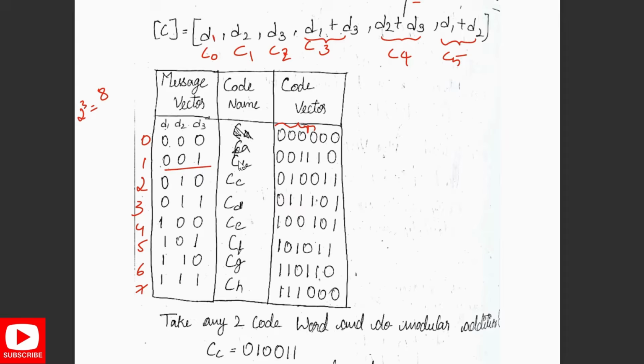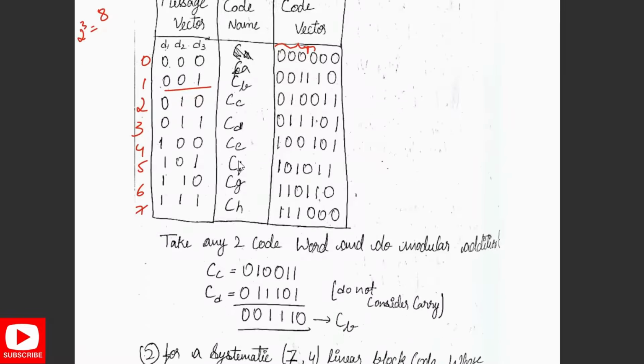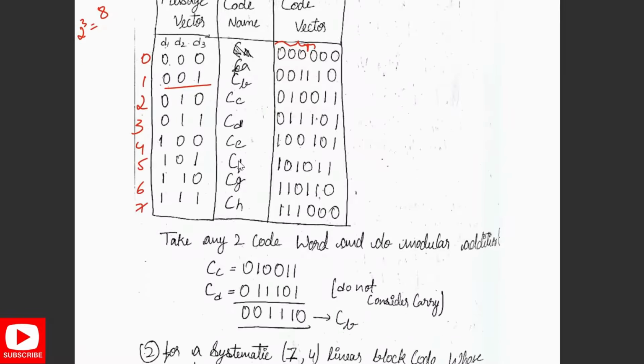Similarly, do this for all the message vectors. You have to decode them here and write the code vectors. Take any two code words to check whether you have done it correctly or not. Let us consider just an example.